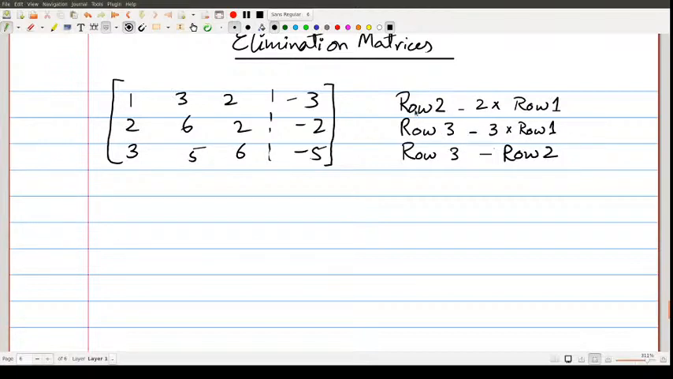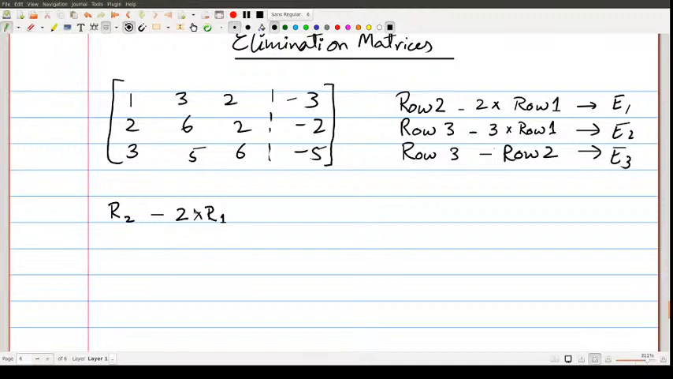So let me call these E1, E2, and E3. I'm going to build elimination matrices to do the following row operations. Let's say I want to do row 2 minus 2 row 1. Let me write that in a different notation: R2, the second row, minus 2 times row 1.